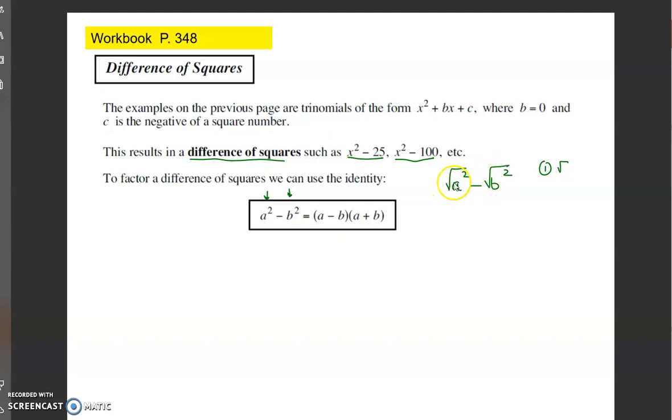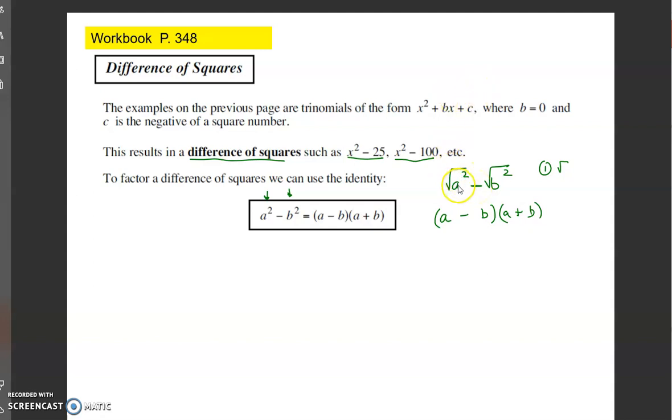Okay? So what do I get from the square root of a squared? It's a, and the square root of b squared is b. So you write that twice, and then you put one negative, one positive, because that's the only way you can have a negative in the middle.